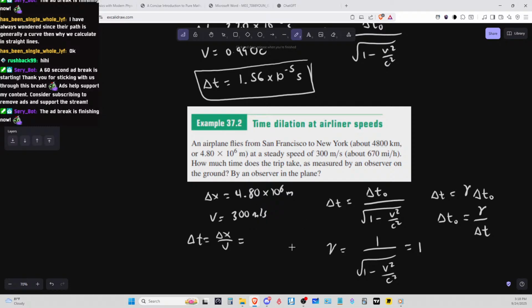So if you take 4.80 times 10 to the 6 meters and divide that by 300 meters per second, you're left with 16,000 seconds. So the person in the plane is going to experience the same amount of time because gamma is not altering anything. So the observer is going to experience the same passage of time as the one on the plane.